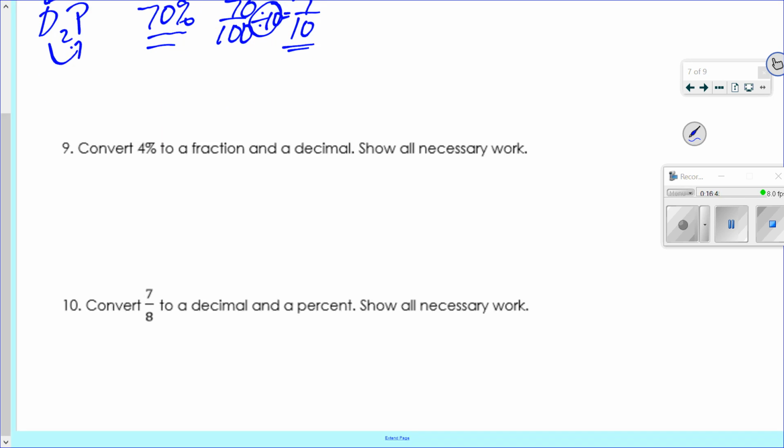Okay, next one. Convert to a fraction and a decimal. Show all necessary work. Percent. Again, for me, the easy part is percent to decimal first. If I can get the percent, all the rest of them flow very easily off of percent. So going back to our Dr. Pepper, I'm in a percent. To go to a decimal, I'm going which way?